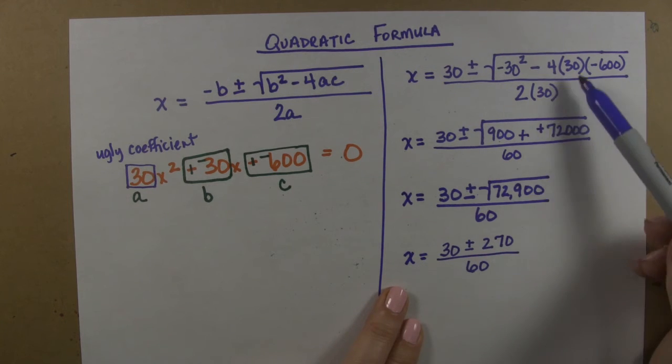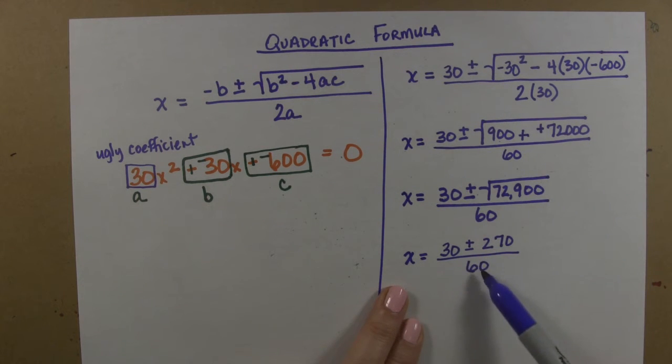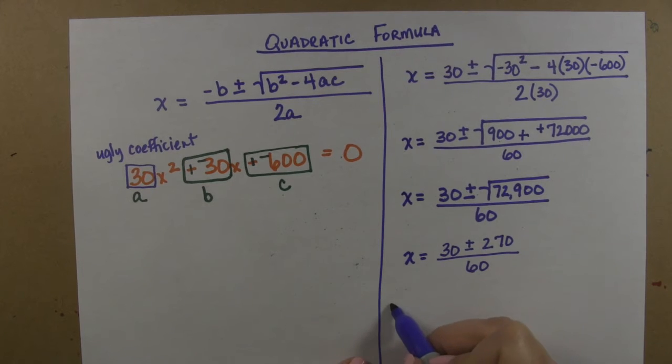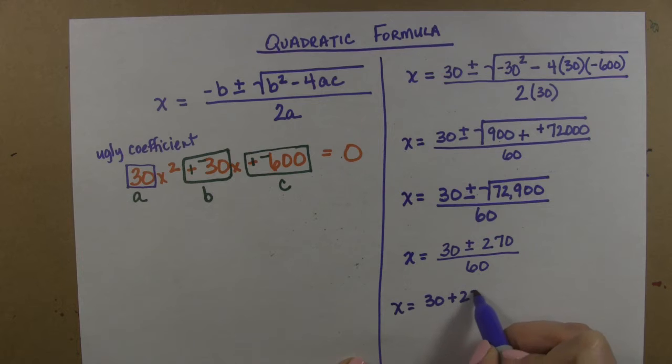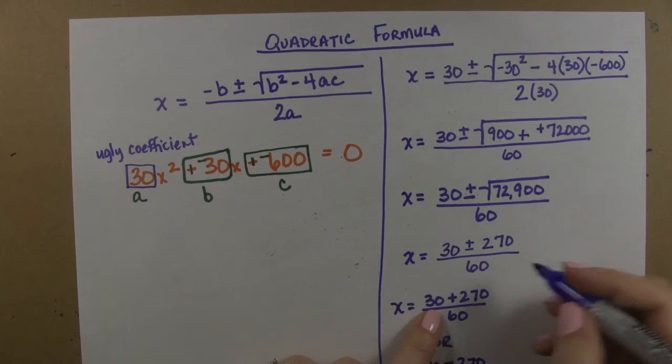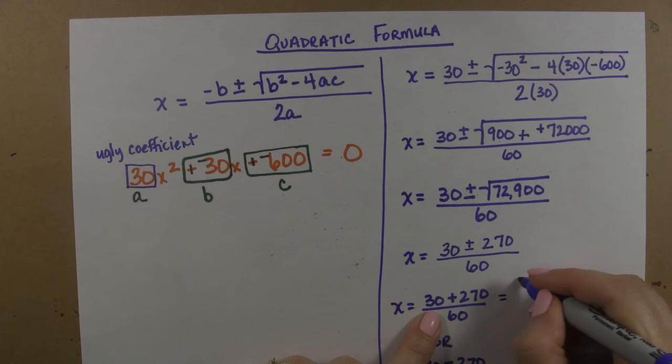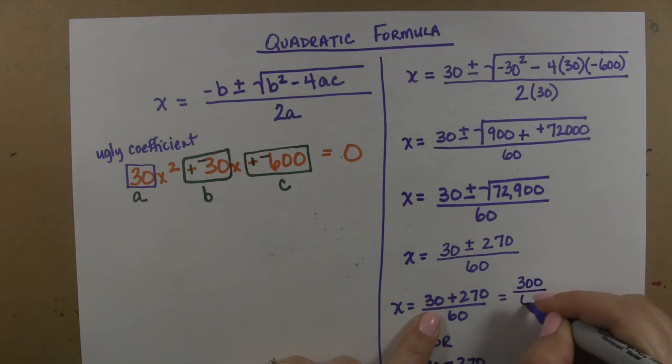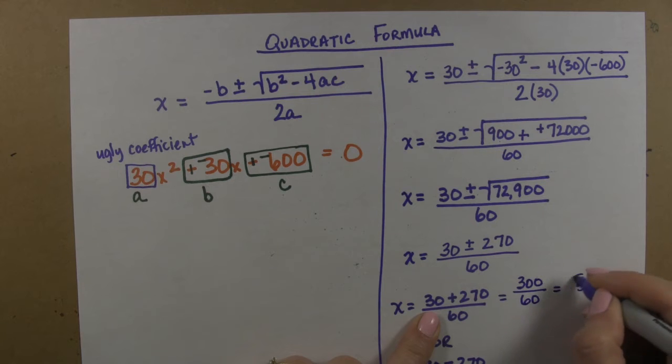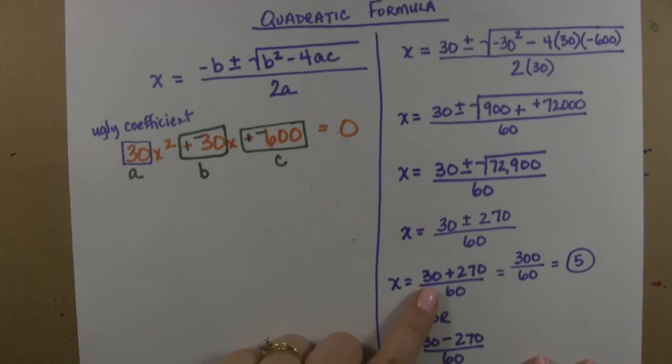So I have now reduced this ugliness down to this. So this means that x is going to equal 30 plus 270 over 60, or x is going to equal 30 minus 270 over 60. 30 plus 270 is 300, divided by 60. Do that math, you get a positive 5.